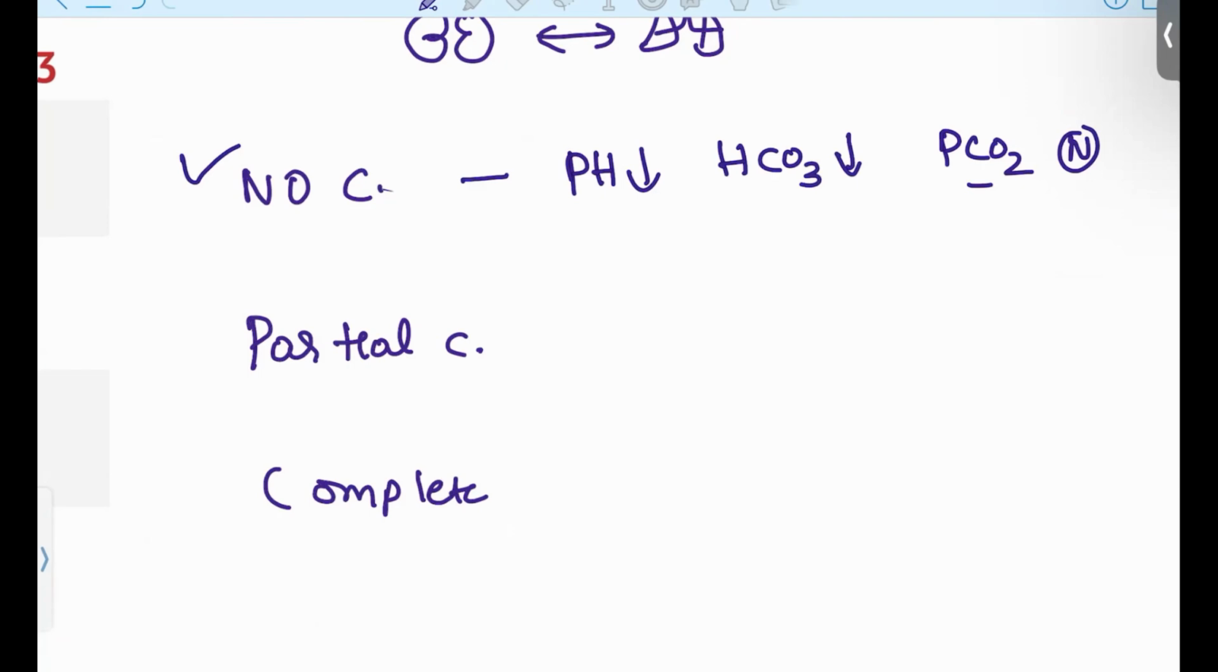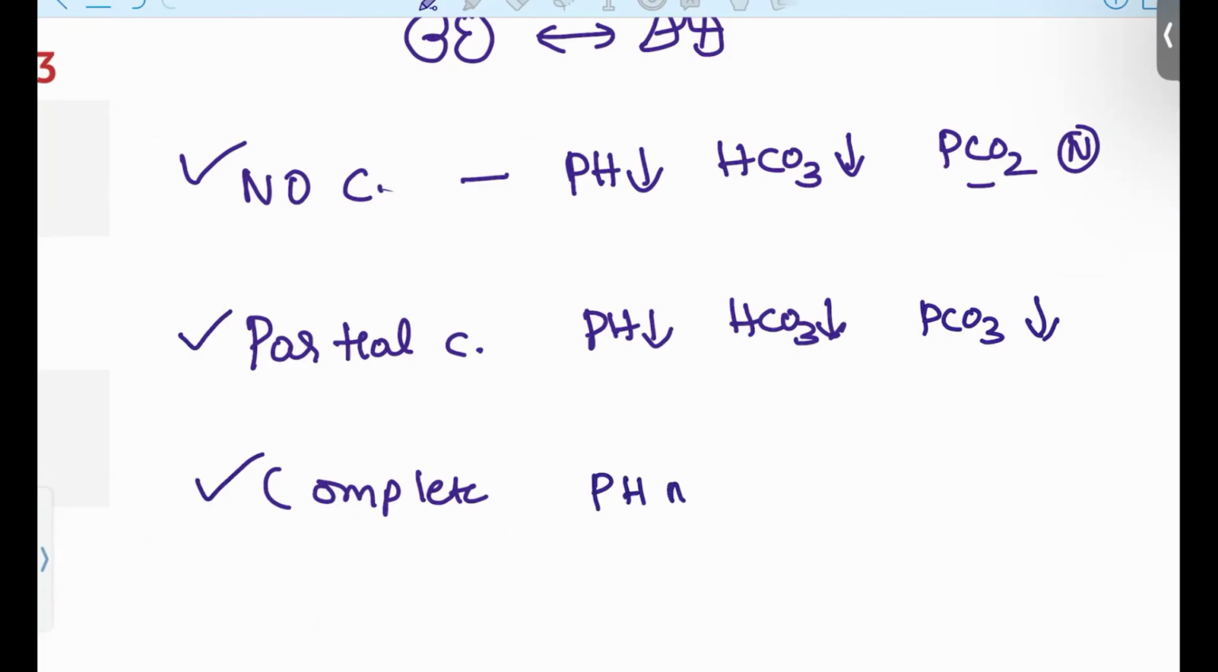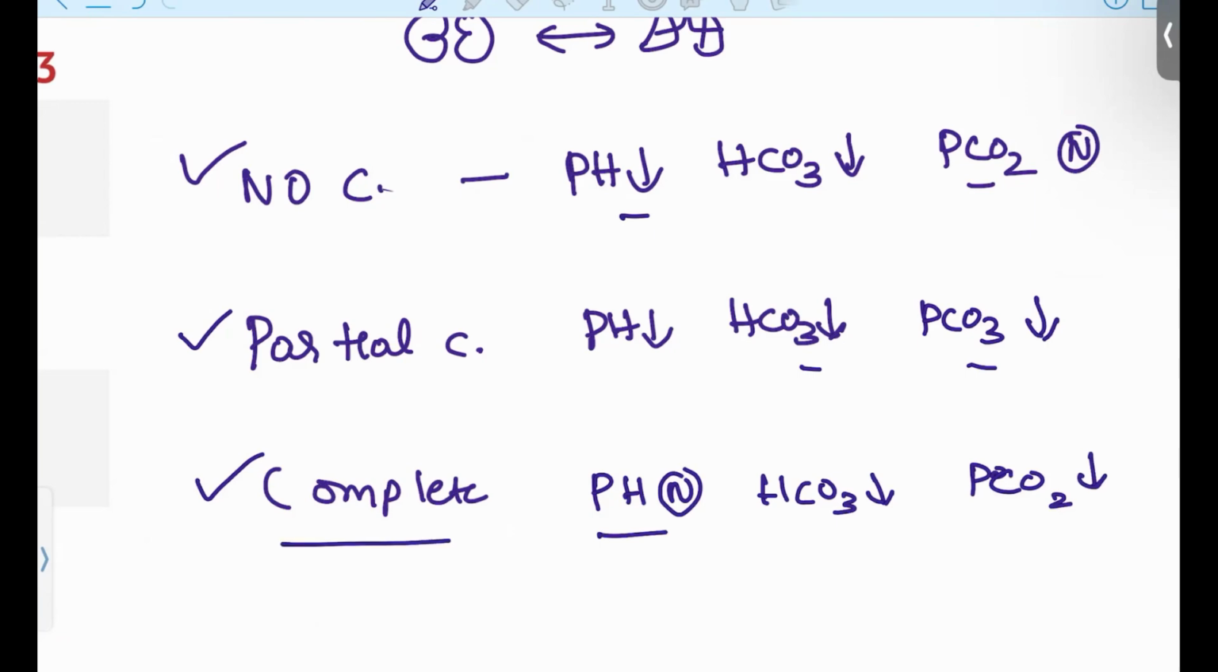In partial compensation, the pH is low and the HCO3 is low. So metabolic acidosis is happening and PCO2 is compensating here. That means all the values are deranged. That is your partial compensation. And in complete compensation, your pH goes back to normal. Whatever the main cause, acidosis or alkalosis, it is compensated together. So HCO3 and PCO2 are still abnormal, but pH came to normal. That means compensation is already completed.